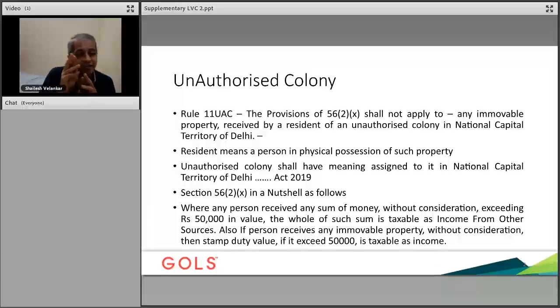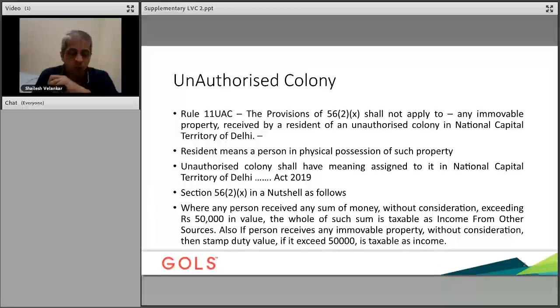A person who is staying in such an unauthorized colony, who possesses any property in such an unauthorized colony, is called a resident of such unauthorized colony. Now, what is the provision? Okay, Rule 11 UAC. It says that Section 56(2)(x) shall not apply to any immovable property in an unauthorized colony. So we saw what is an unauthorized colony, and who is a resident of an unauthorized colony. If any property in Delhi has been built without taking permission, it becomes an unauthorized colony, and the person staying there is the resident. Now, what is the relevance? Section 56(2) sub-clause (x) does not apply to such unauthorized colonies.